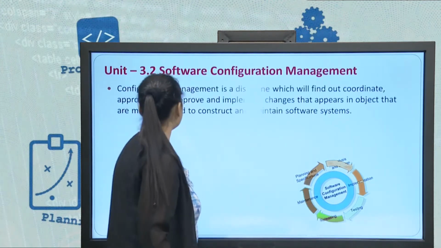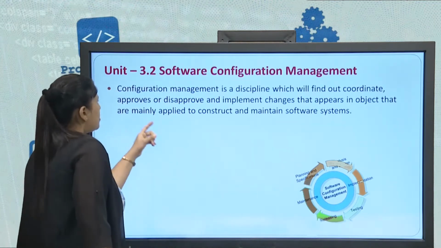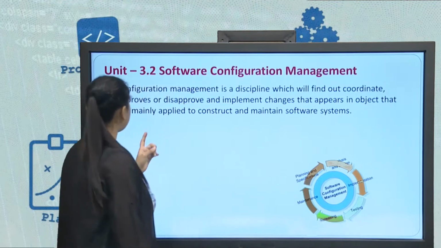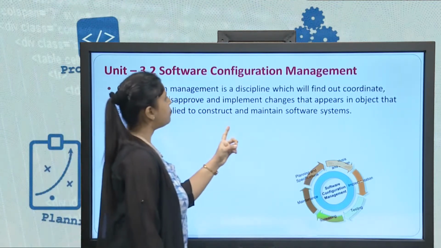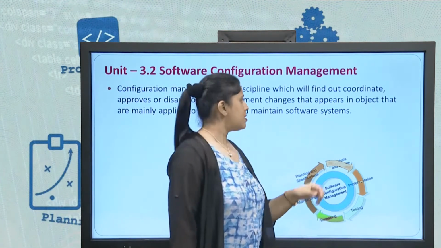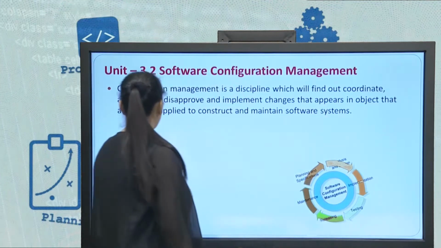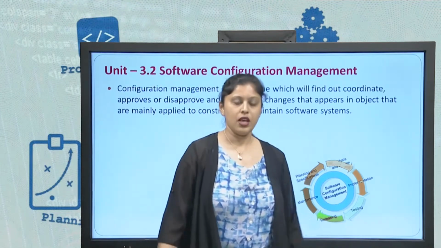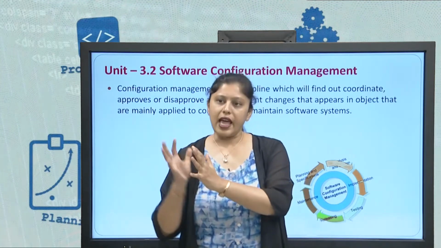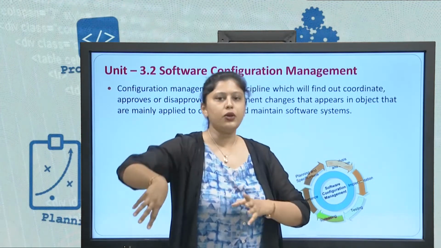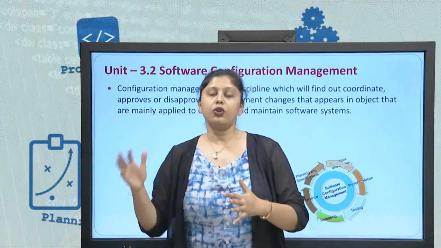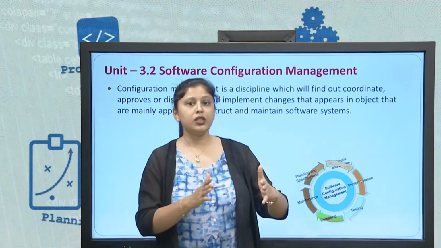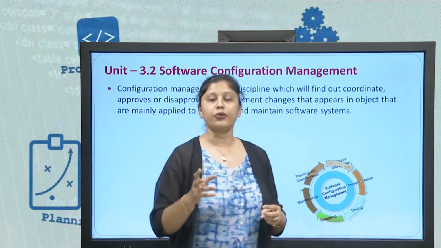Now let us see what it is. Configuration management is a discipline which will find out, coordinate, approve or disapprove and implement the changes that appear in objects that are mainly applied to construct and maintain the software systems. So software configuration is actually altogether a different discipline, which will help you to configure your software, maybe to the approval or to the disapproval of your particular software system.